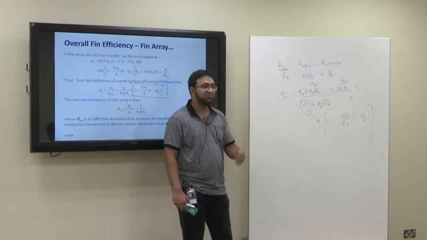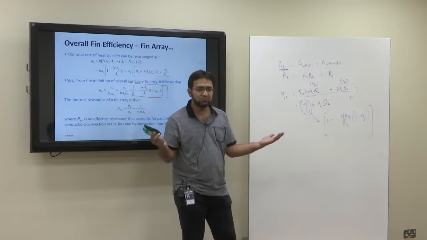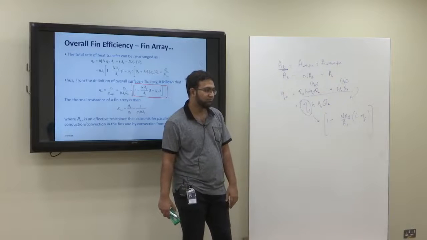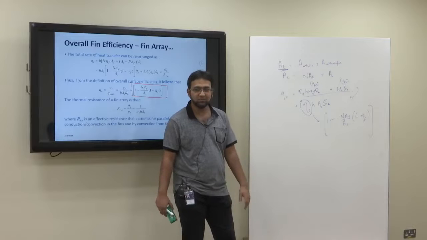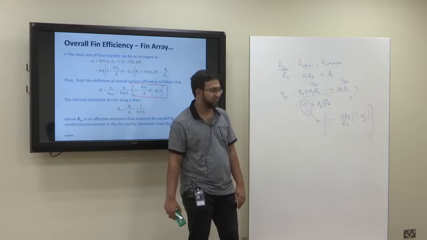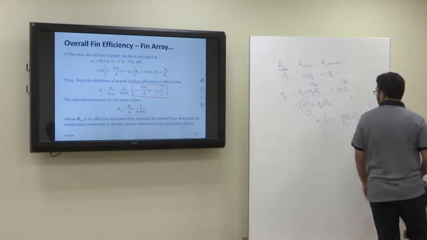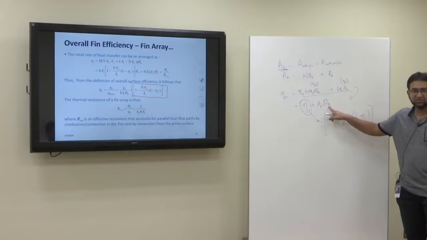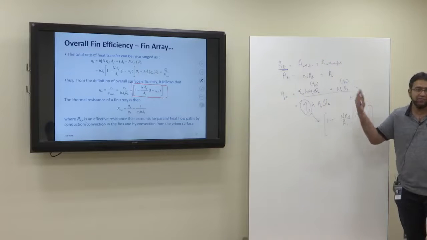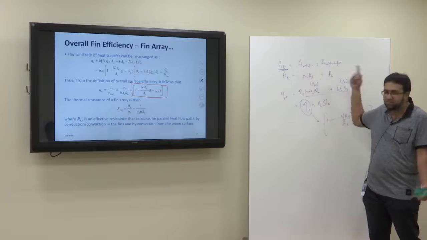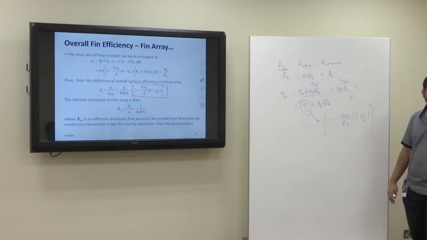So in case you have a device with no fins, then eta naught will be? Eta naught will be? 1. Okay. Because then the whole body itself is actually at theta B, and your total area has no fins. So there is no fin, N is 0. So it's just the base area, prime area. Is it clear?